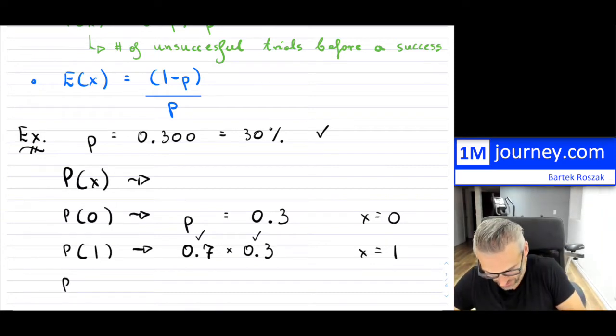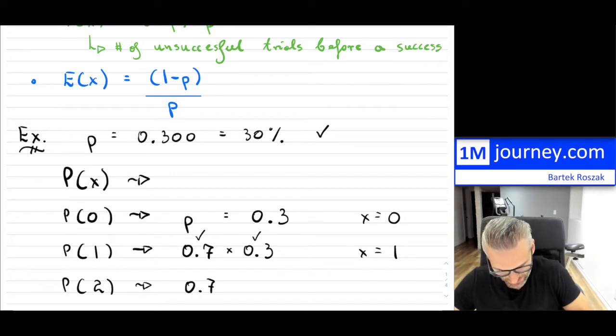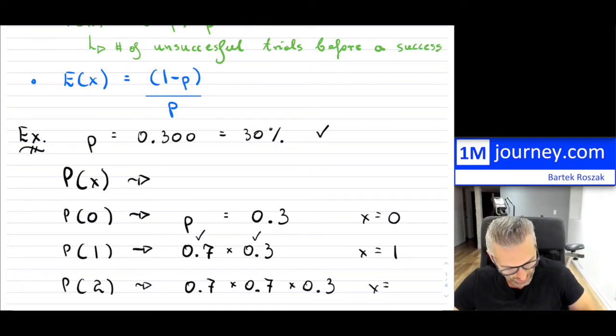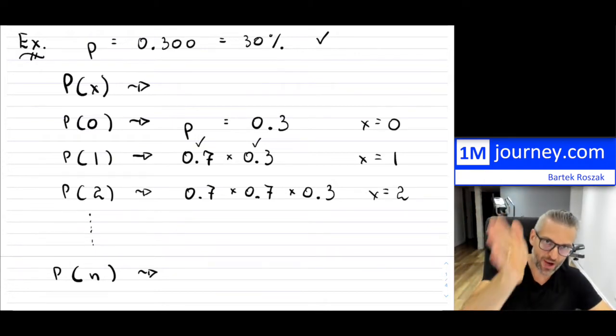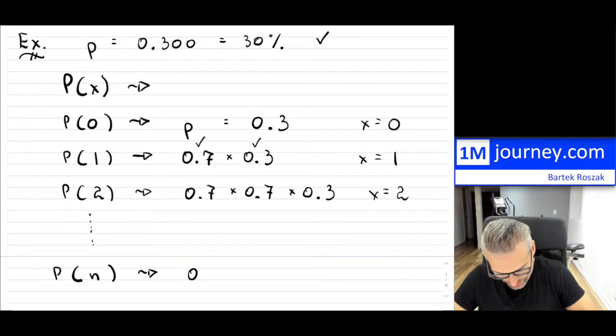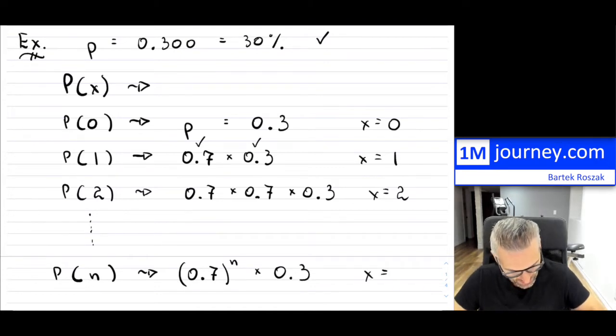And you can continue this. So the probability of having 2 unsuccessful would mean that we would have 0.7 on the first one, multiplied by 0.7 on the second one, and then we had a success. And that would have been for X is equal to 2. So in general, if we continued this, at some attempt N we would have N unsuccessful directly. As we kept on going, it would have been 0.7 to the N, and then we would finally have a success. So that's for X is equal to N.